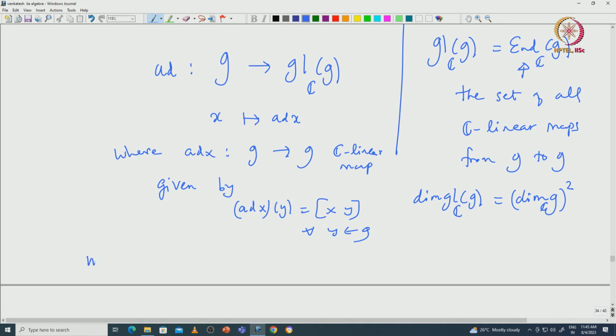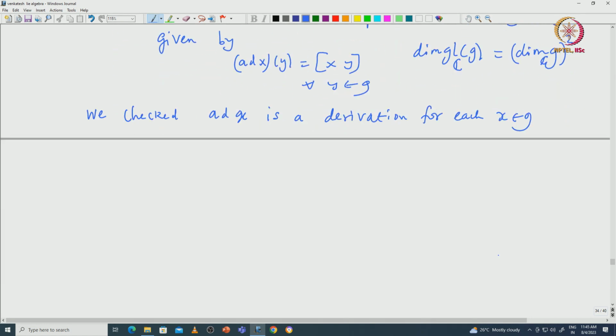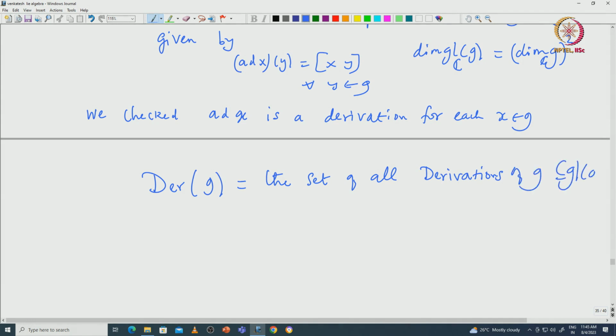We checked that ad x is a derivation for each x in G. So in particular, this adjoint map is indeed mapping to the set of all derivations of G, which we denoted by Der G. This is the set of all derivations of G, and it is sitting inside GL of G.